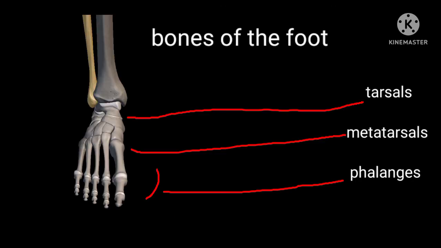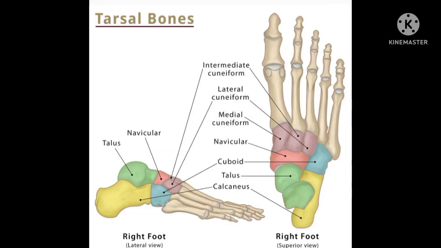Now let's see the bones of the foot. There are tarsals, similar to the carpals in the wrist. Unlike 8 carpals, here there are 7 tarsals in the ankle, 5 metatarsals in the foot and 14 phalanges in the digits of the leg. Let's see the names of the 7 tarsal bones. The first one is the calcaneus, then talus, cuboid, navicular, medial cuneiform, lateral cuneiform and intermediate cuneiform bones.